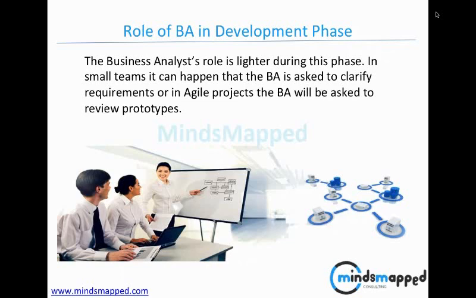BA is also asked to review prototypes. This is only to review. We'll talk about prototyping and why we create prototypes. But if a prototype is created, a BA would review it because BA knows the requirement the best. And once the BA reviews it, then it goes to the client for sign off. But we'll talk about what prototyping is again, a whole section in the requirements gathering and management component.